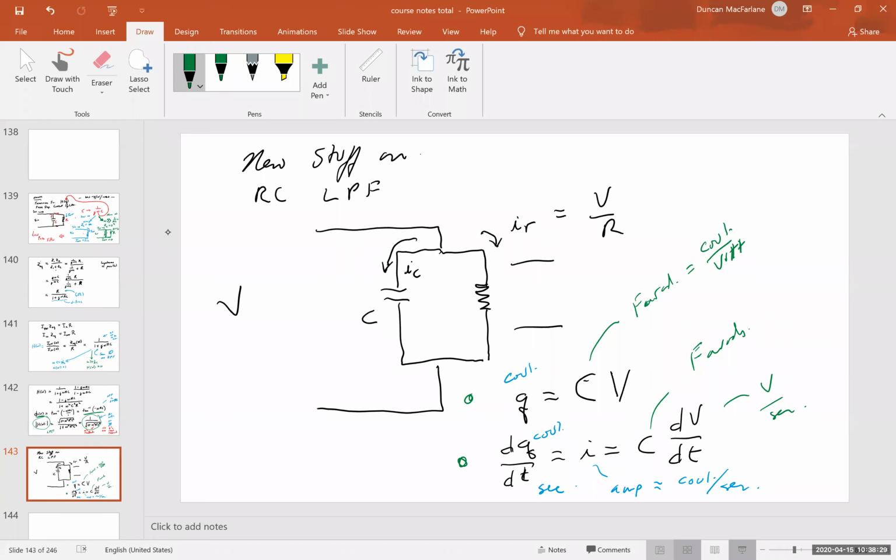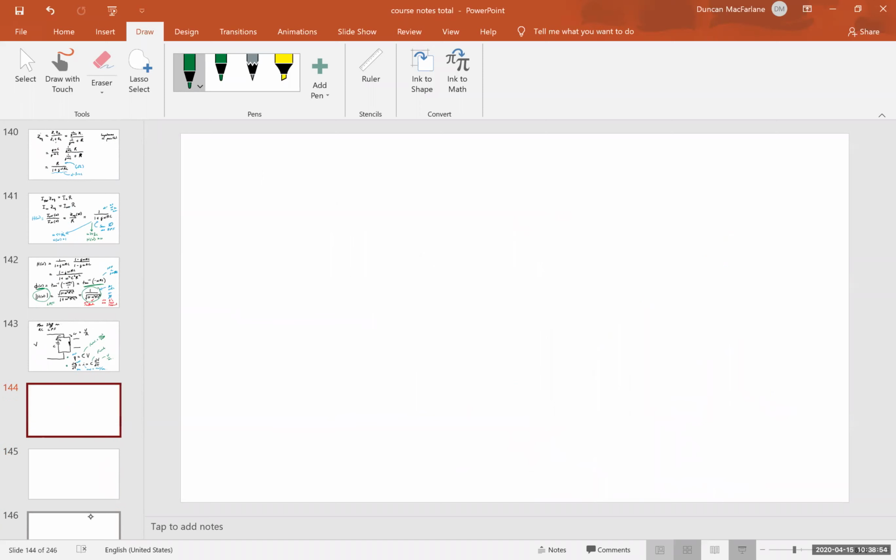And it's important to note that when I take d by dt of both sides, I'm assuming that my capacitance is not a function of time. And since my capacitor is metal with some polymer between it, as long as that polymer doesn't break down or change quickly with respect to time, this is a reasonable statement.